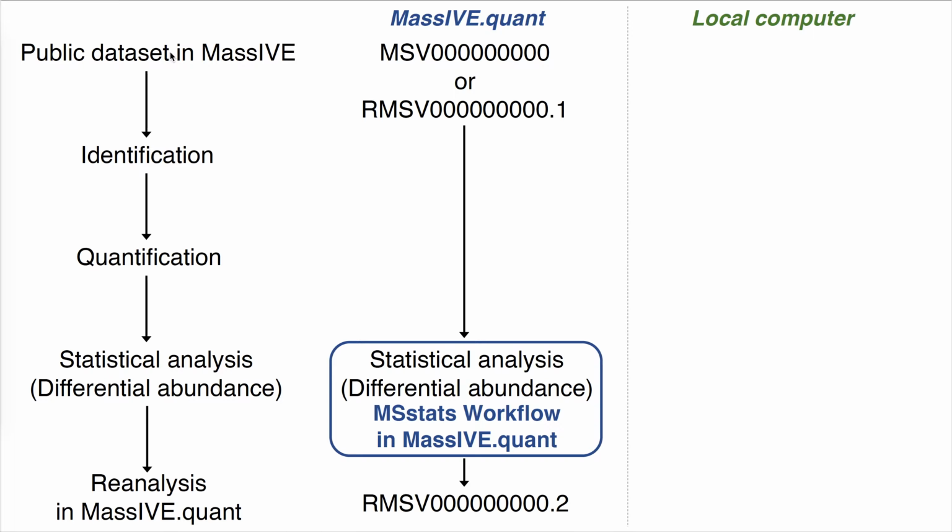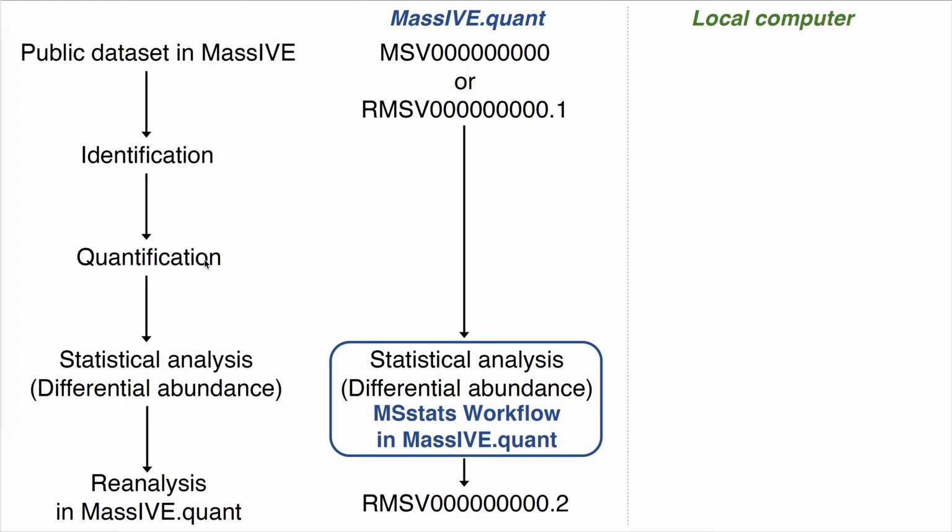Definitely this dataset should include the raw file, and then they probably have an intermediate file for identification, quantification, and statistical analysis. Or from the raw file, we can reanalyze identification or quantification and so on. In this video, we are going to talk about the case that we want to use the published quantification data.